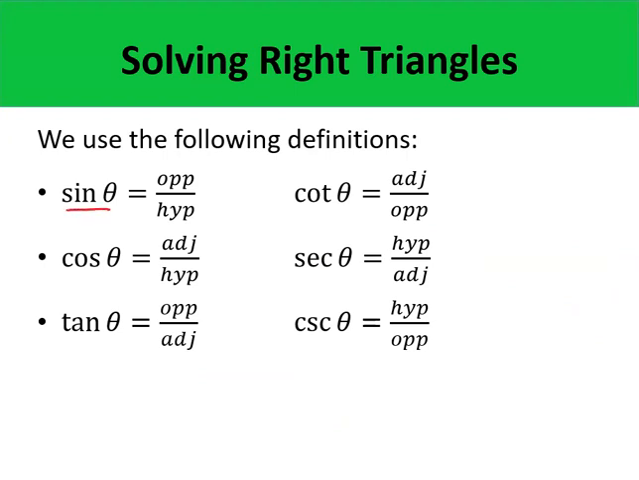The sine of theta is equal to the opposite over hypotenuse. Cosine theta is adjacent over hypotenuse. Tangent theta is opposite over adjacent.